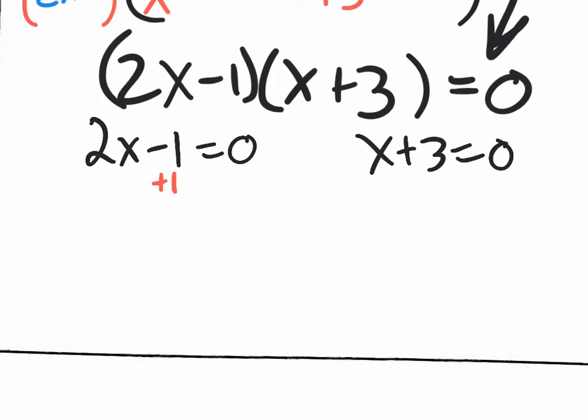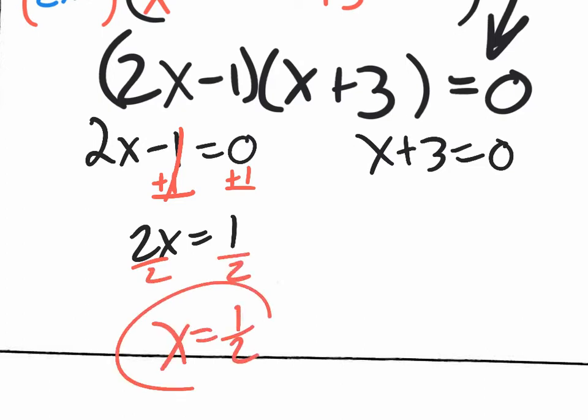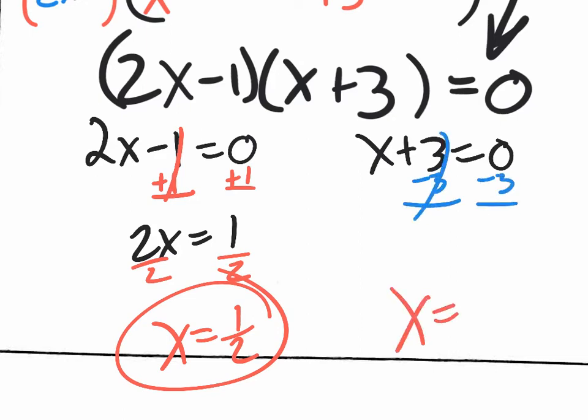Let's do some math here. Solve that first one. Plus 1 on both sides. You end up with 2x equals 1. Divide by 2, divide by 2. X equals 1/2. That's one solution right there. Subtract 3, subtract 3. There's your other solution. X equals -3.